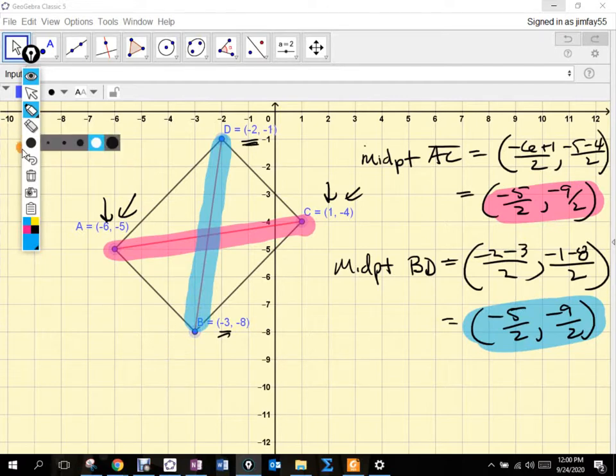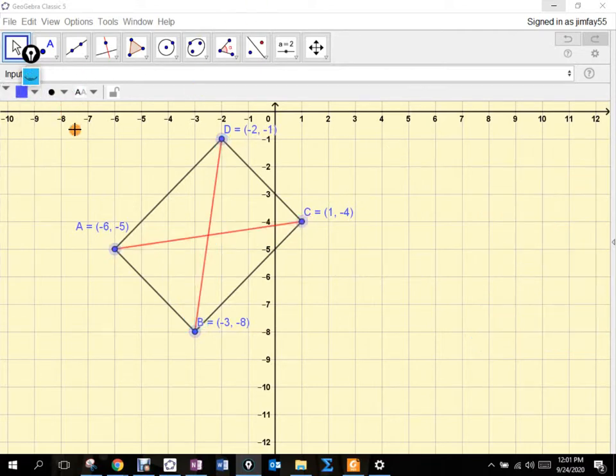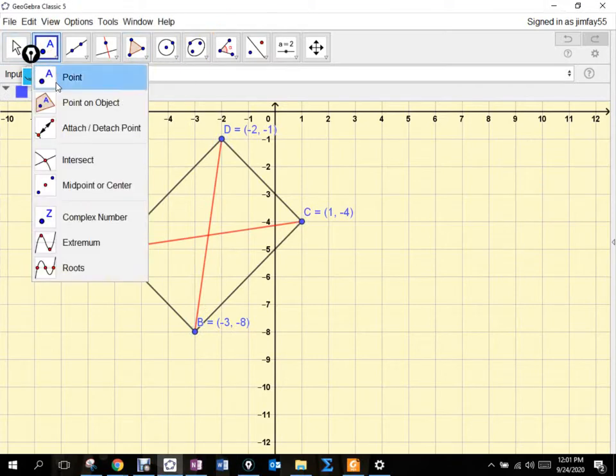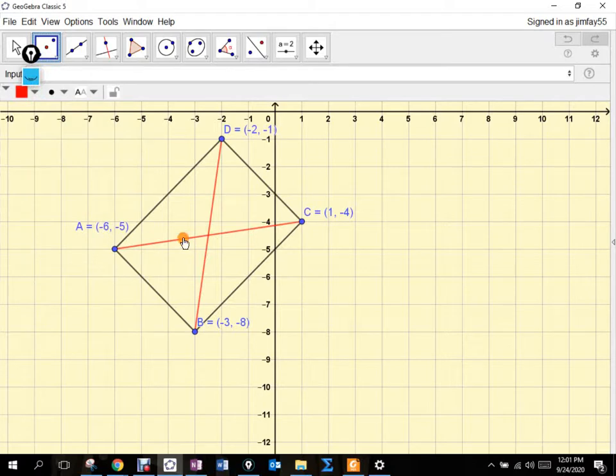They're the same, okay? So what that tells me is that when I have two segments that share the same midpoint in the coordinate plane, those two segments actually bisect each other, okay? Let me kind of prove that to you real quick by actually locating the midpoint.